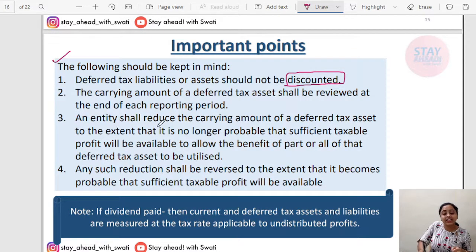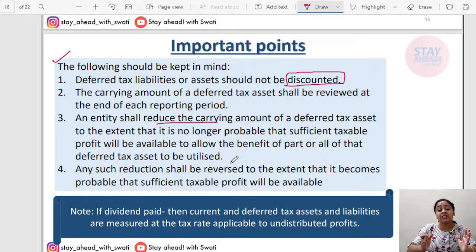Next, an entity shall reduce the carrying amount of a deferred tax asset to the extent it is no longer probable that sufficient taxable profit will be available to allow the benefit of part or all of that deferred tax asset to be utilized. I told you that you need to have high chances that you will be having profits in future, sufficient to take the benefit of the DTA that you have recorded. Only then will you record that DTA.